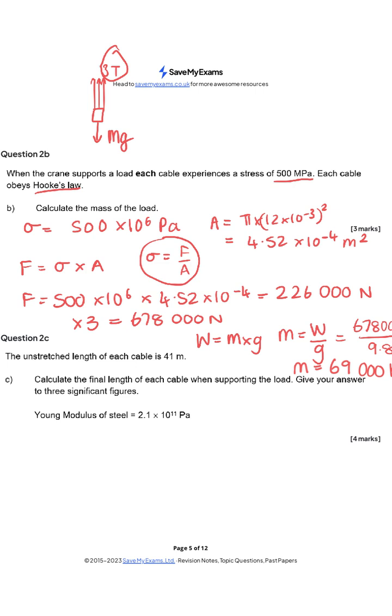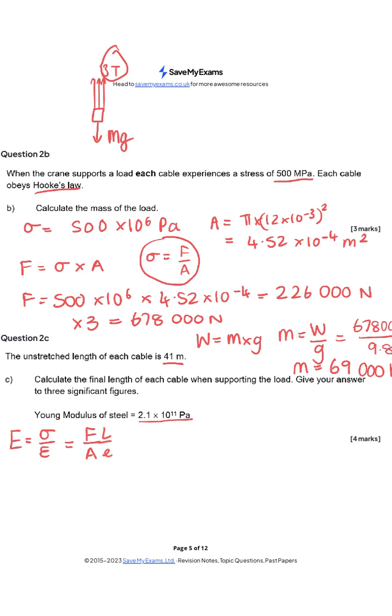Question 2c. The unstrained length of the cable is 41 meters. Calculate the final length of each cable when supporting the load and give your answer to 3 significant figures, and it's given us a Young's modulus as well. So I'm going to write down our Young's modulus expression first of all, but we can expand this out because we know what stress is, force divided by area, and we know what the strain is, which is delta L divided by L, but we're dividing by the strain, so we flip it over, and we tend to write an e here instead of delta L, e for extension.